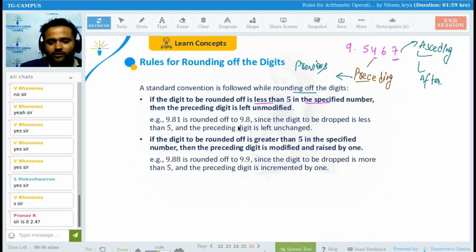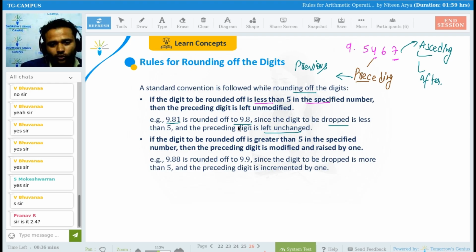Okay, let's focus on this because time is running like the previous class, and I don't want to skip this class assessment today. Okay, so the preceding digit is left unmodified. As we know, if instead of 6 I put 2, this is going to be 9.54. Example, 9.81 is rounded off to 9.8, since the digit to be dropped is less than 5 and the preceding digit is left unchanged.